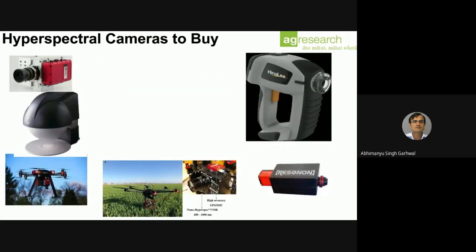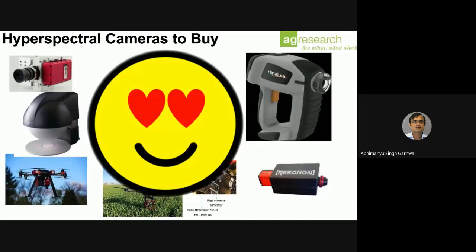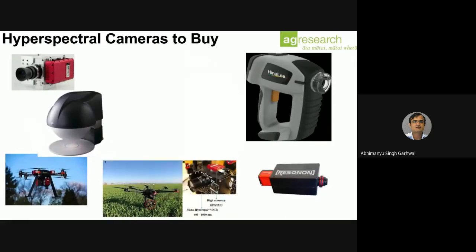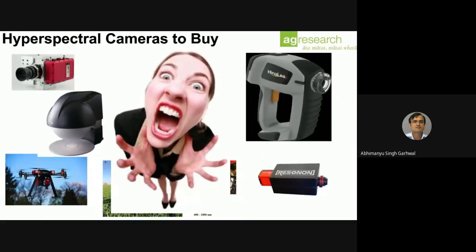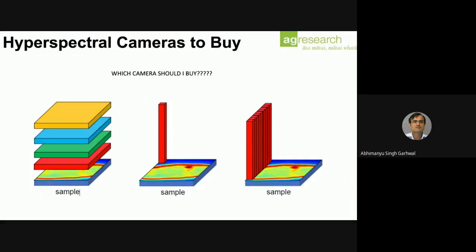The model we develop, how can it be compatible with the machine that we are developing? When you go to the market and want to buy a hyperspectral camera, you have a lot of options and you feel like, oh, which one do I buy? There are a lot of cameras. But when you actually go to buy, because your requirements are very specific, you will feel like, which one? Don't know.